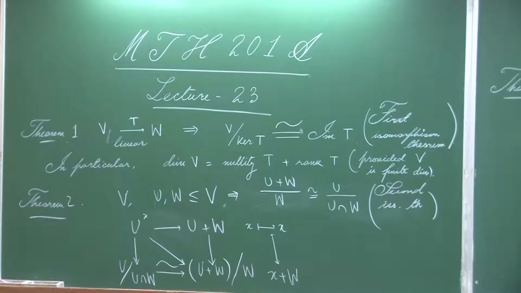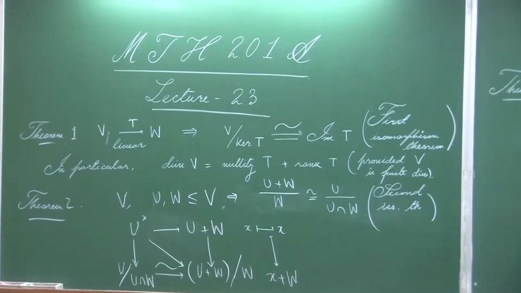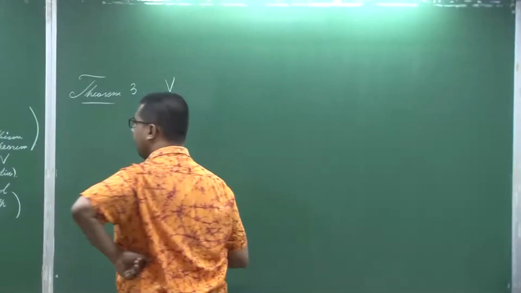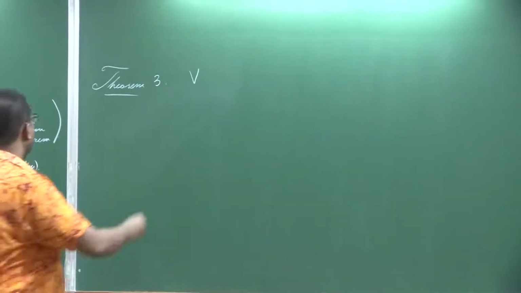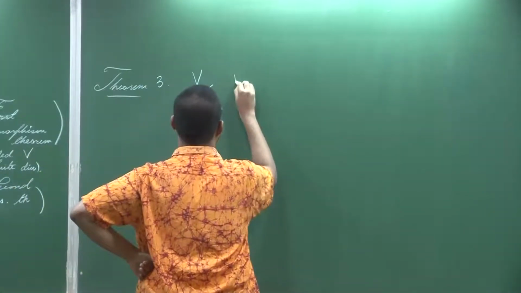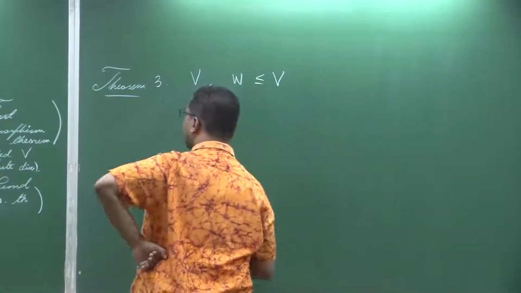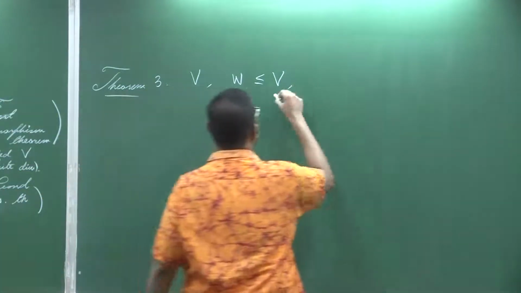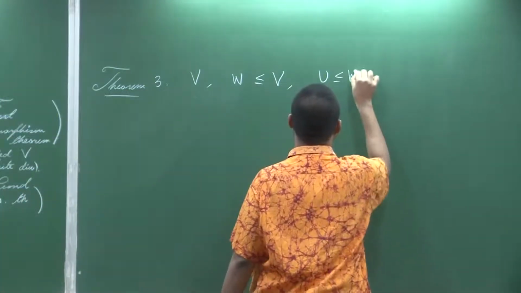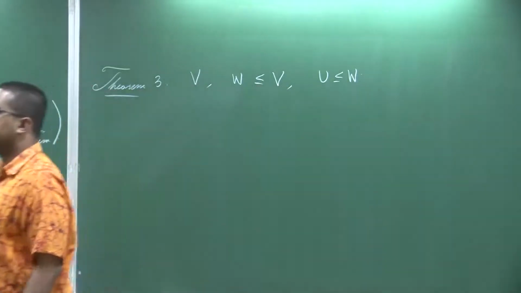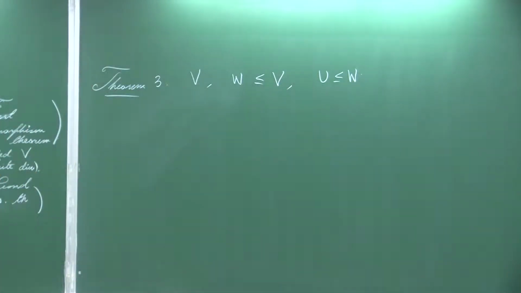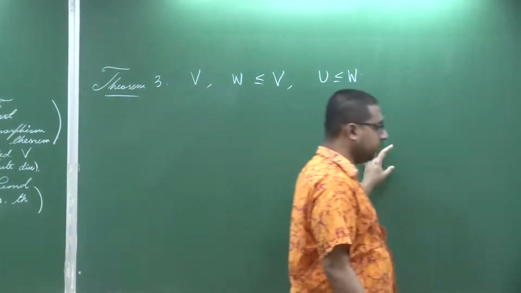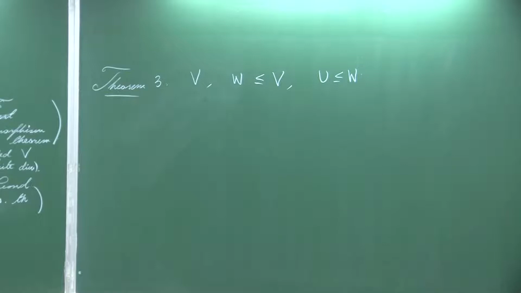So, let us come to the third isomorphism theorem. It says as follows. As usual, we have a vector space V, and we have a subspace W, and furthermore let us say we have another subspace U of W. If U is a subspace of W, it is naturally a subspace of V. Thus we have a vector space, a subspace, and a further subspace of that.